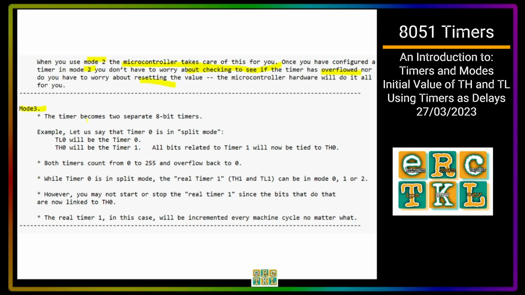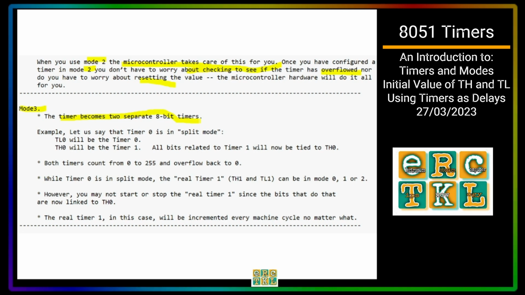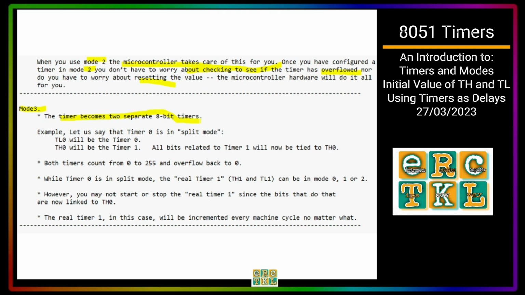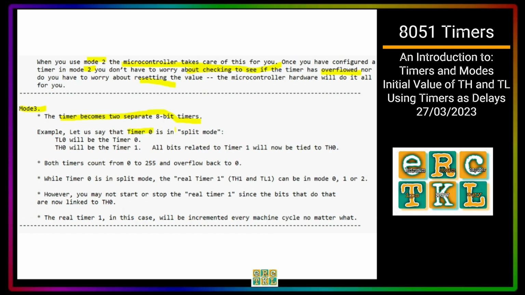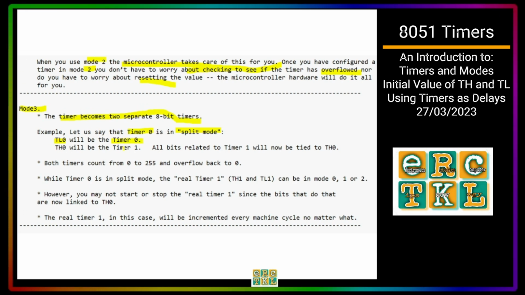Now the last mode, mode 3, what is this? The timer becomes two separate 8-bit timers. What is the real size of the timer? 16 bits, right? But this time, timer 0 will be like 8 bits and timer 1 will be like 8 bits. How? Example, we want to use timer 0, but we will use mode 3, split mode. So TL0 of timer 0 will become timer 0, and TH0 of timer 0 will become timer 1.